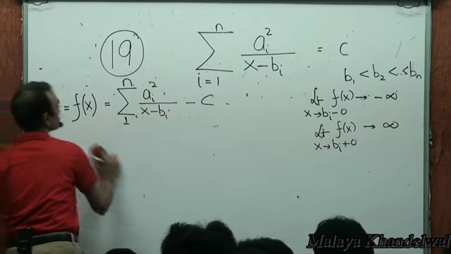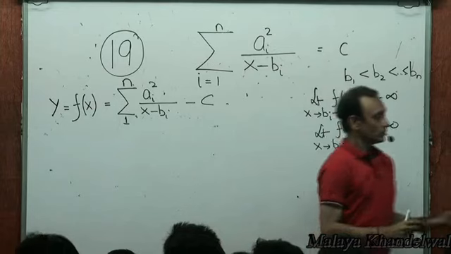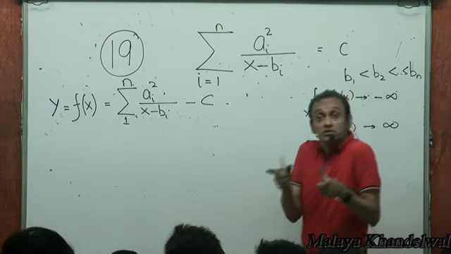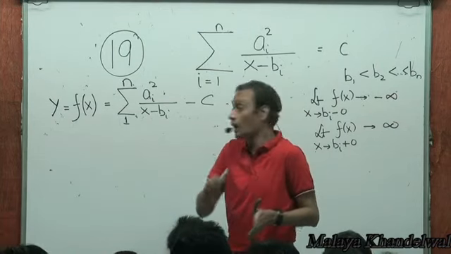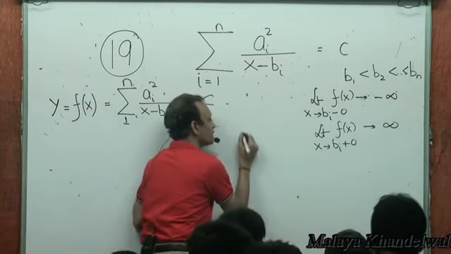Not only that, between consecutive bi, say b1 and b2, how does it behave? Let me see how the function would behave between consecutive bi's.